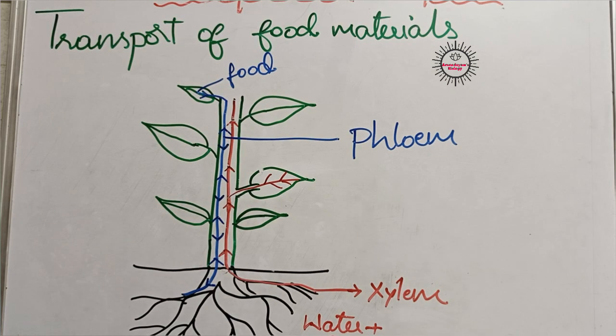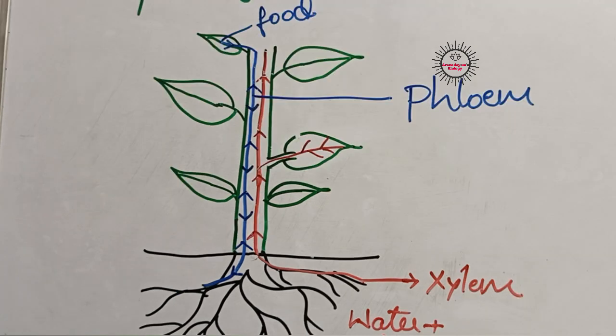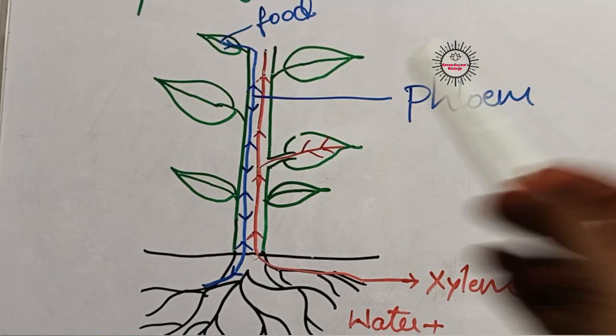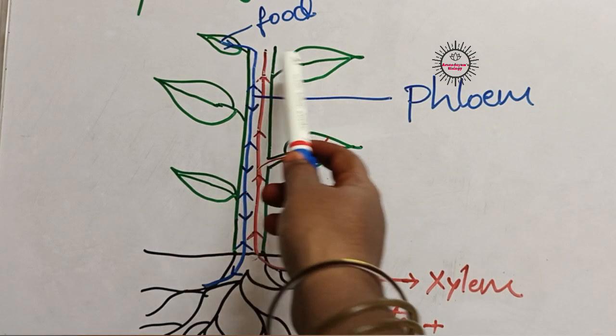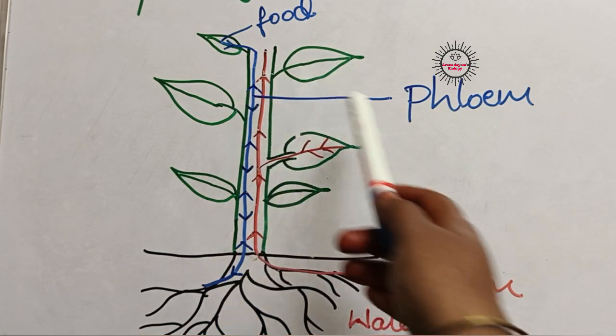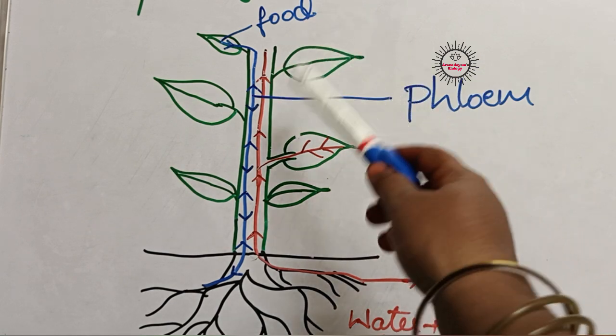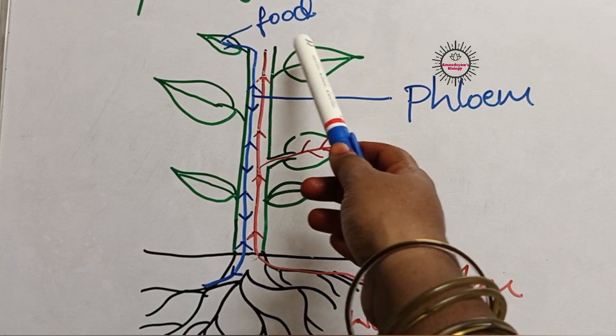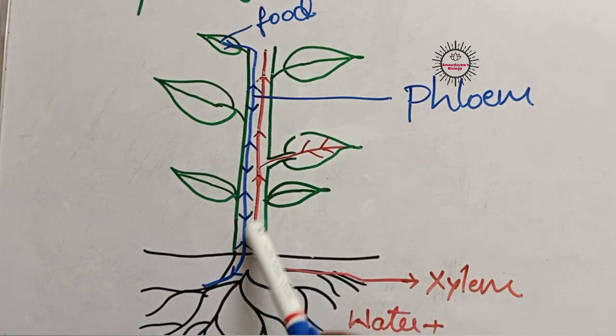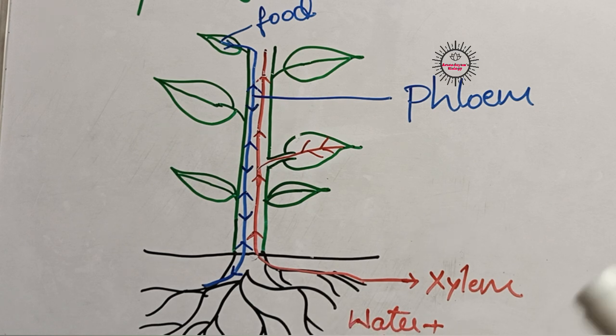Now the topic is transportation of food materials. How will the food materials get transported in plants? Let us see. The products of photosynthesis are food materials, isn't it? These food materials are produced in the leaves, because photosynthesis takes place in leaves only. So from the leaves, the food materials have to pass to the other parts of the plant body, to stems and to the roots also. This transport of soluble products of photosynthesis is called translocation.